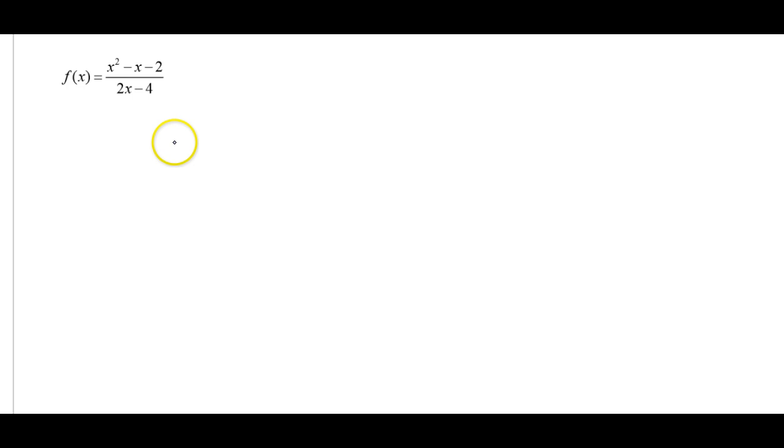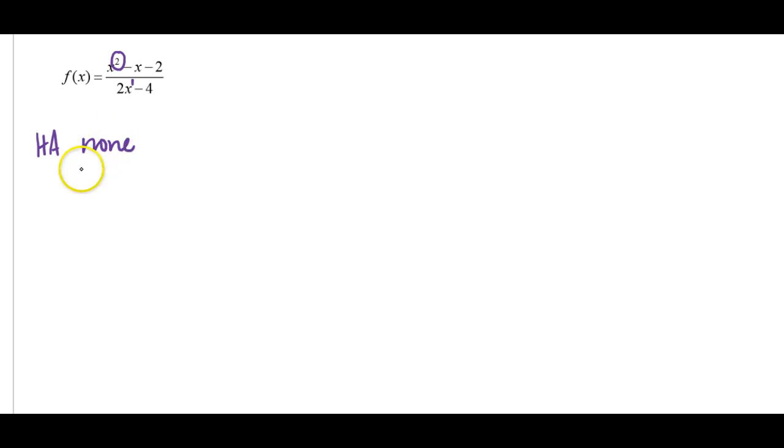And on to the last example, and this one's going to look a little bit different. So I have (x squared minus x minus 2) over (2x minus 4). So if we start with trying to find the horizontal asymptote, we have the degree of the numerator is 2, and the degree of the denominator is 1. So when the degree of the top is bigger than the degree of the bottom, then there is no horizontal asymptote. So I'm going to go ahead and write none.